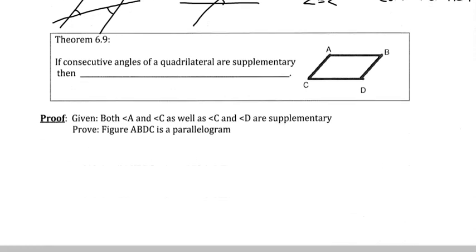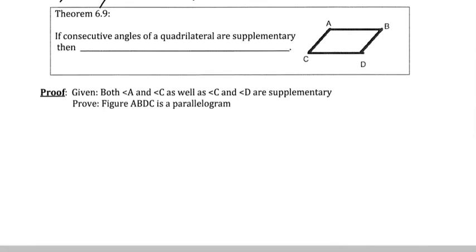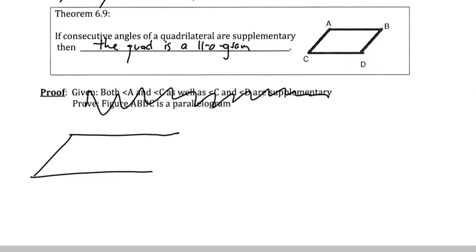The next one we're going to look at is if the consecutive angles are supplementary. So if the consecutive angles of a quadrilateral are supplementary, then the quad is a parallelogram. Okay. Once again, we're going to talk through the logical reasoning, but I'm not going to actually write out the whole entire proof. Let's call this angle A, B, and C. And our given is that A and B are going to be supplementary and B and C are going to be supplementary. So let's go through this.